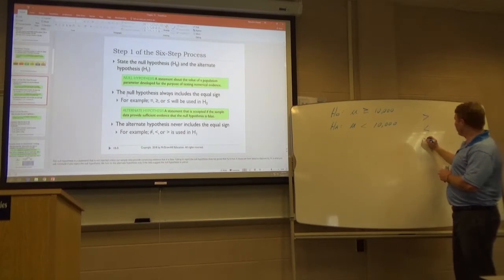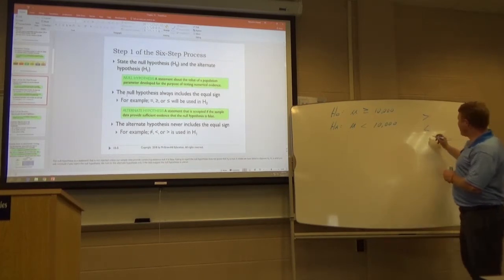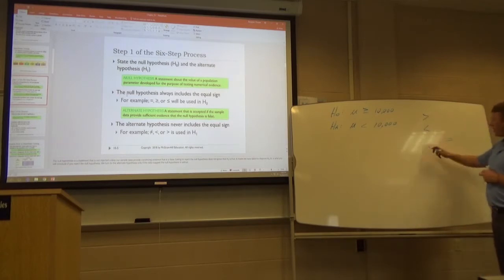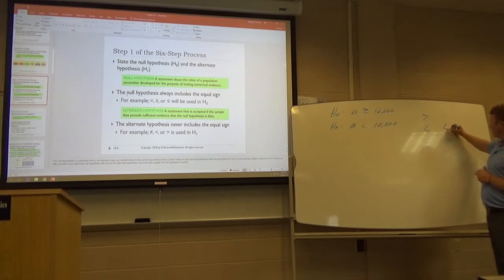Equal to. Very good. And then there's the opposite of equal to: not equal to. And what are the variations of this one? Greater than or equal to, and less than or equal to, and that's all we have, isn't it?